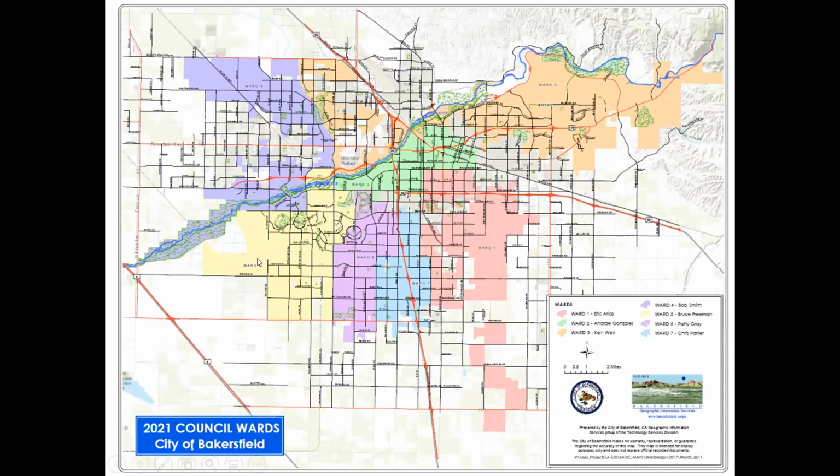In the lower southwest corner, Ward 5 is represented by Councilmember Bruce Freeman. Ward 6, this purple, represented by Councilmember Patty Gray. And Ward 7, this center blue portion is represented by Councilmember Chris Parlier. Of course, we also have our esteemed mayor, Karen Go, who was voted in at large.